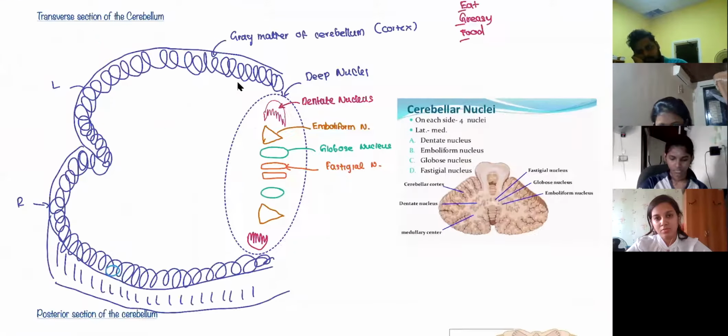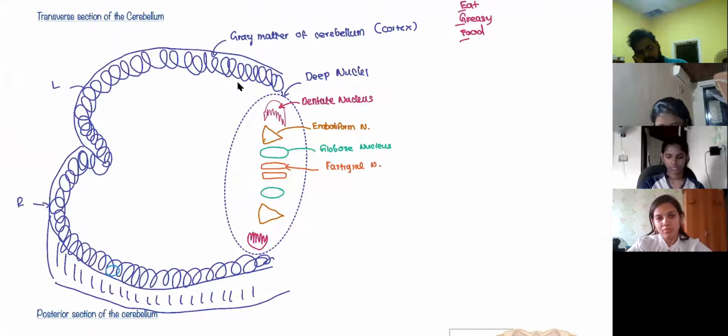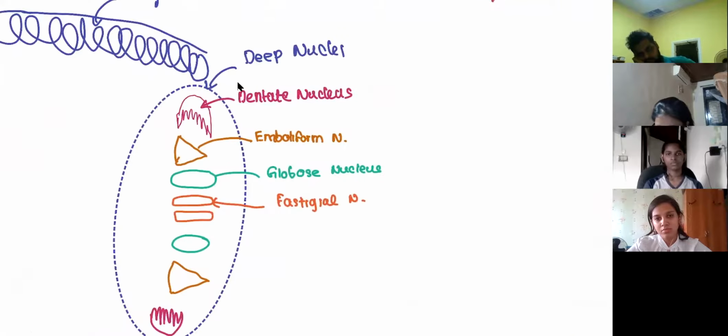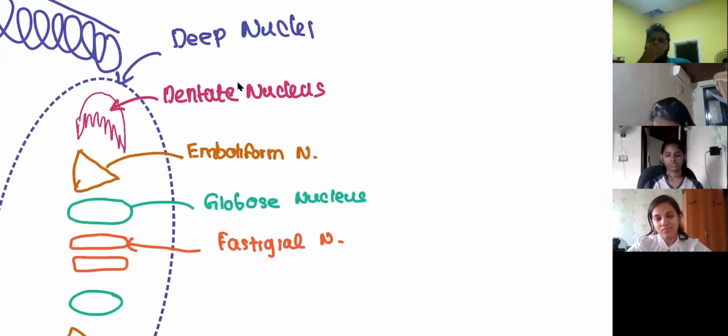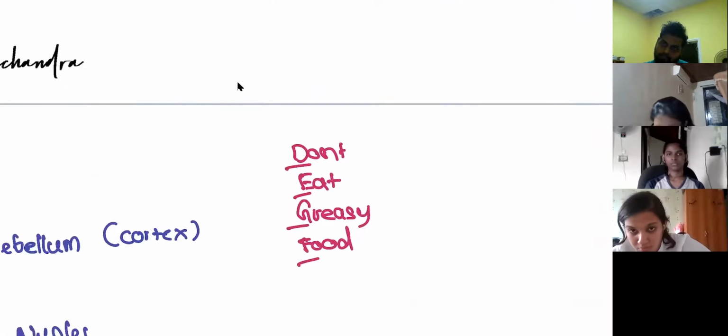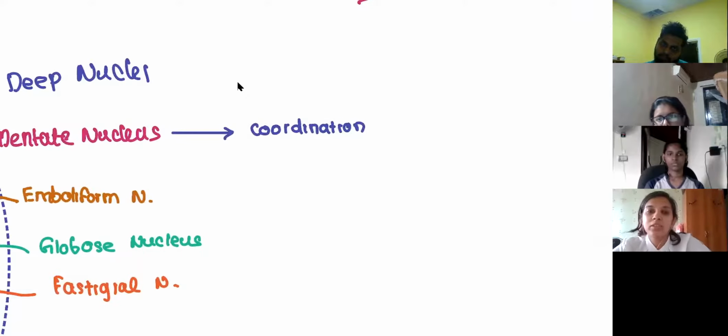Do you guys understand this? Now, let me talk about their functions. I'm going to tell you the function, and I need you to tell me to what region it goes to. This is involved in coordination. Which structure does it go to? 1, 2, or 3?